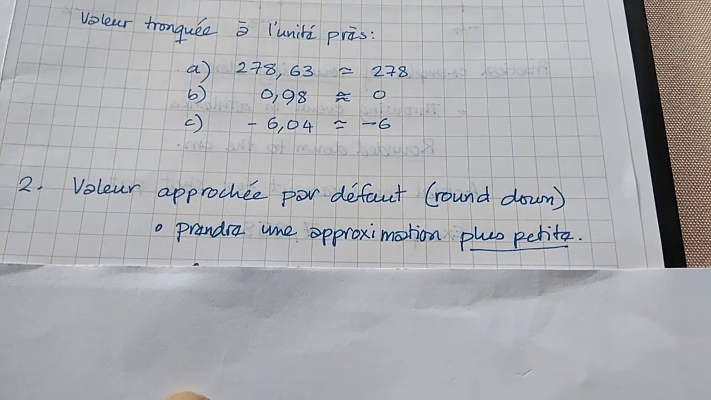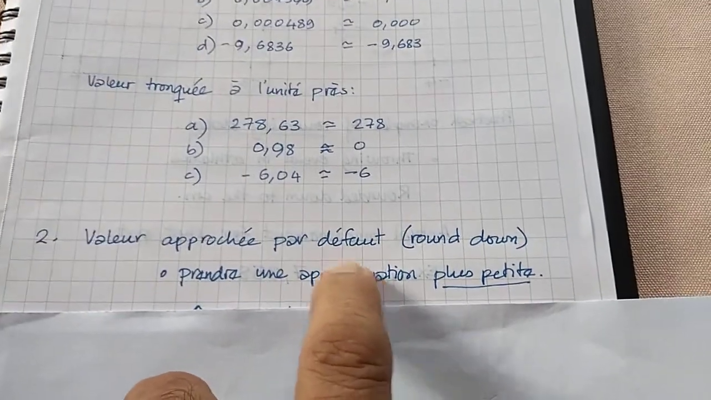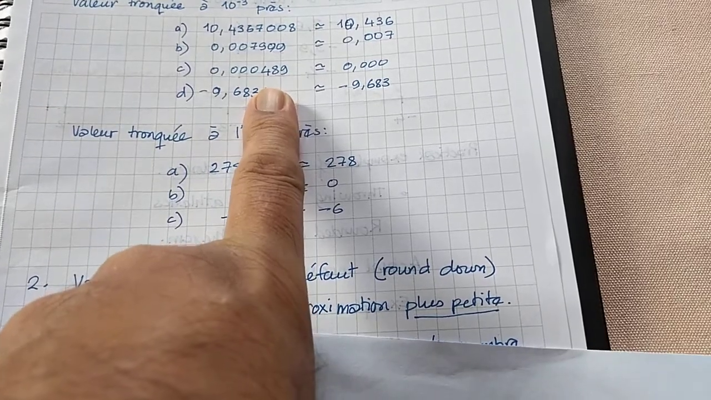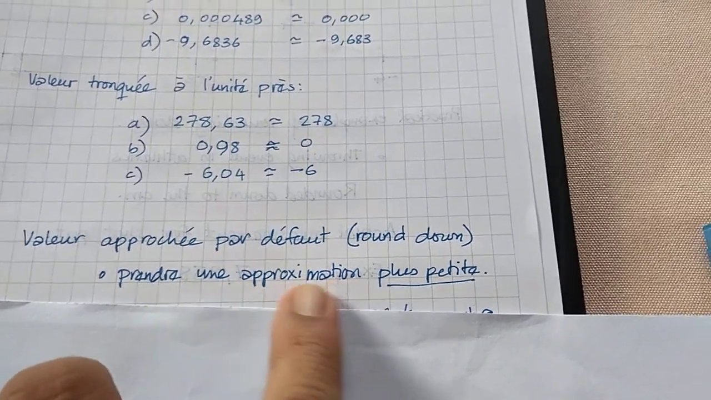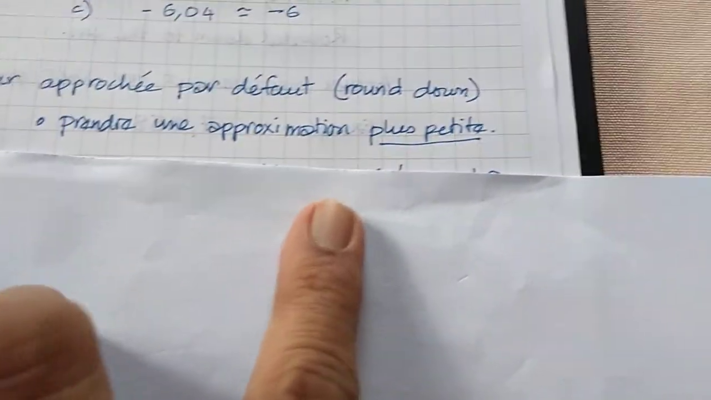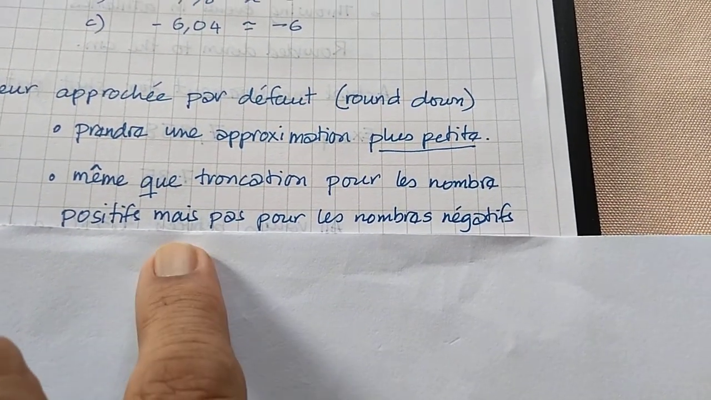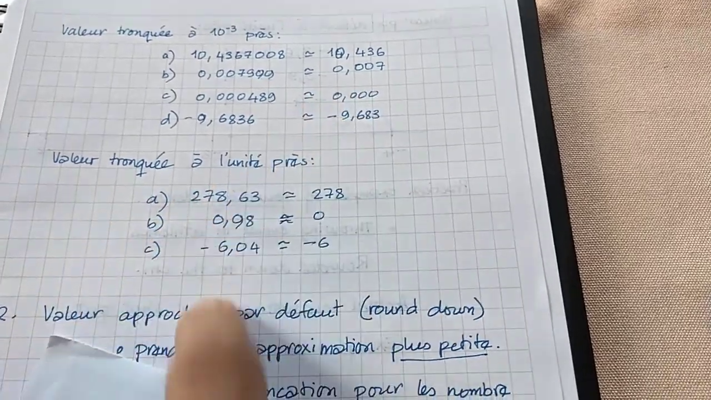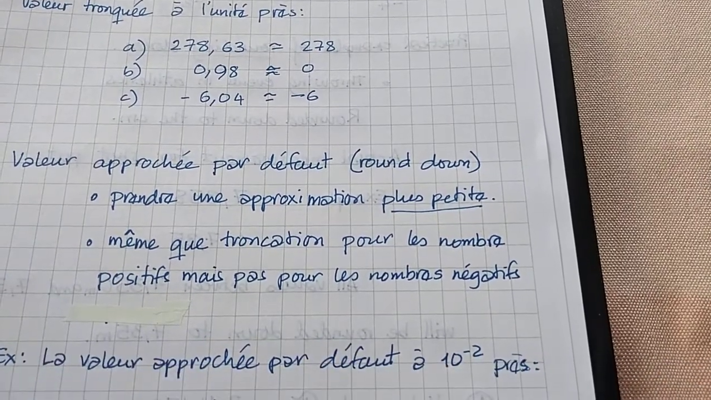Okay. So that means valeur approchée par défaut, you always take a smaller number. Here you saw, by truncation, for the positive numbers it was a smaller number, for negative numbers it was a bigger number. But here valeur approchée par défaut, you always take a smaller number even if it is negative. Même que truncation pour les nombres positifs, mais pas pour les nombres négatifs. So for positive numbers, the truncation and the par défaut are the same, but not for negative numbers.